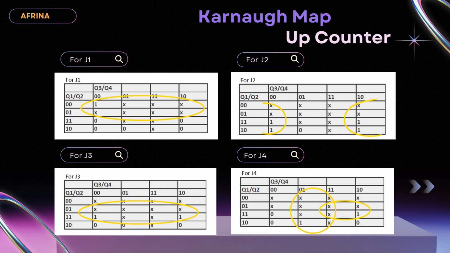We use the K-map to simplify the Boolean expression. It helps us design the circuit more efficiently. The up counter increases the output in sequence. We fill the K-map using the truth table's values.